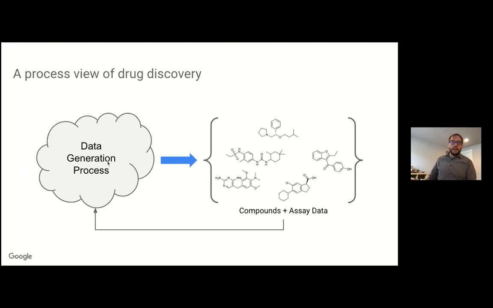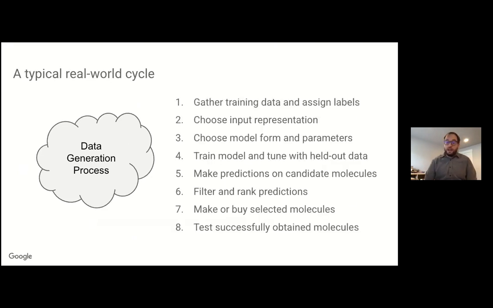There is something that happens, whether it involves chemists or machines, and at the end of it, out come molecules that we're interested in testing. And they've been selected by lots of different decisions along the way. Here are just a few of those decisions that need to be made.